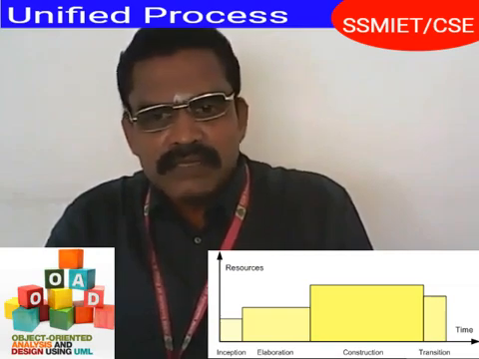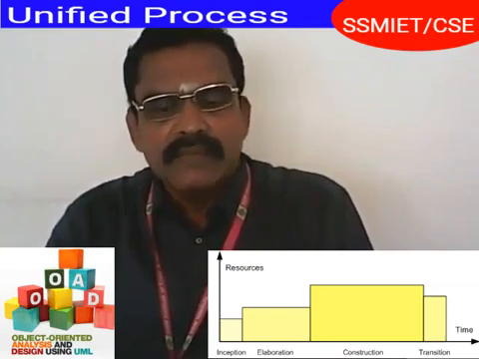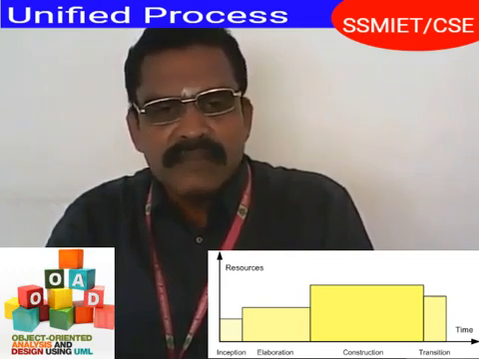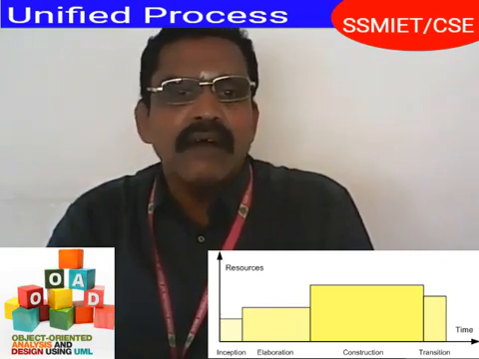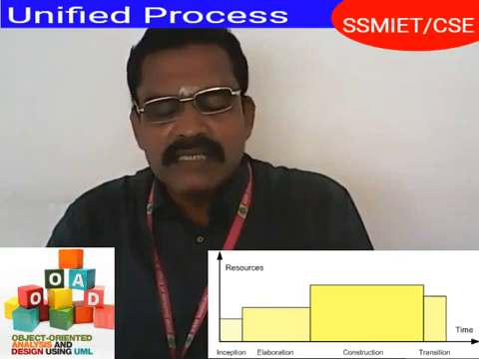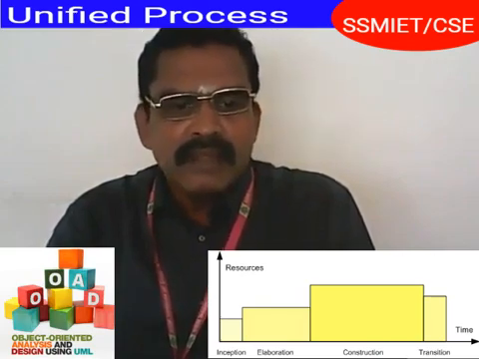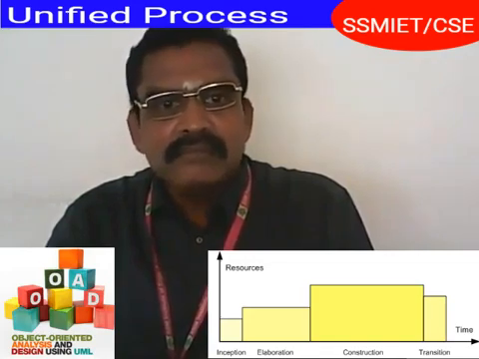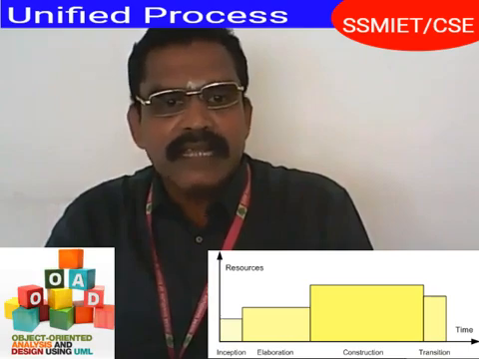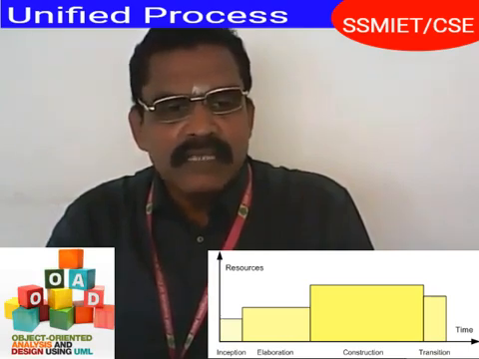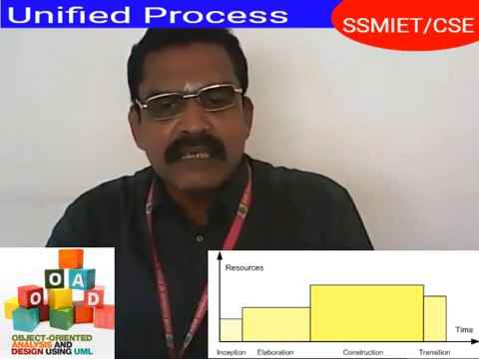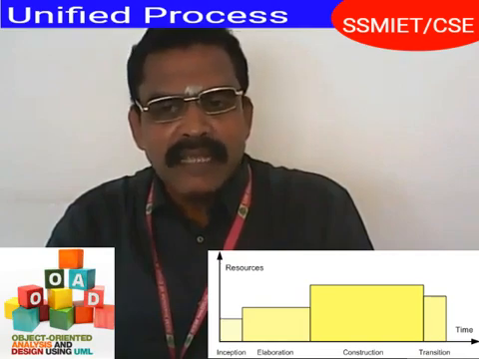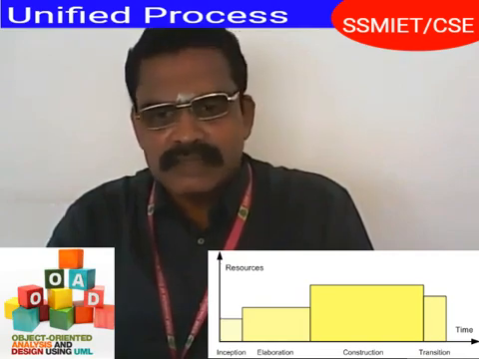The transition phase also includes system conversions and user training. The user training is very, very important. So creating the system manual, user manual and user training are important portions of the transition phase. Finally, the product is released with enhancement. So once again the unified process diagram consists of the inception phase, elaboration phase, construction phase and transition phase, right? With time plotted on the x-axis and resources plotted on the y-axis.